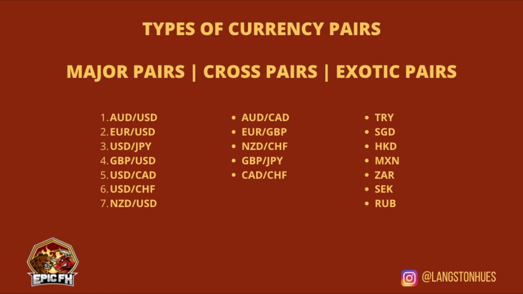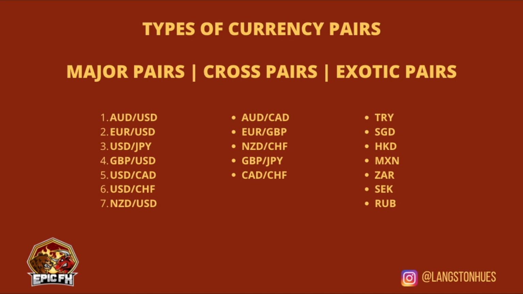There are three types of currency pairs: major pairs, cross pairs, and exotic pairs. The major pairs are 7, and they're the most actively traded pairs in Forex: Australian dollar USD, Euro USD, USD JPY, Great British Pound United States dollar, USD Canadian dollar, USD Swiss francs, New Zealand dollar United States dollar. Now, the cross pairs are also the major pairs with the one exception: they don't include the USD.